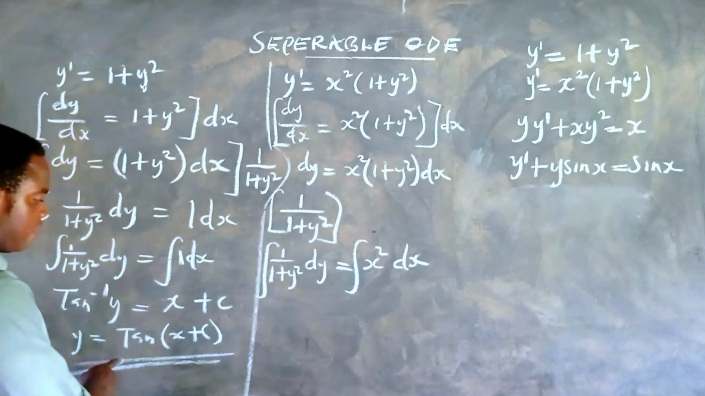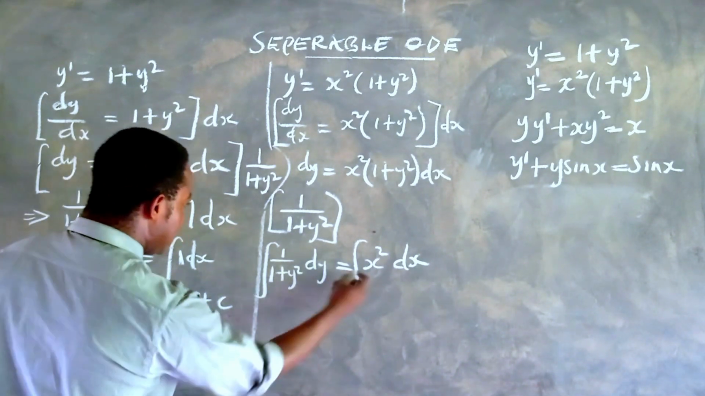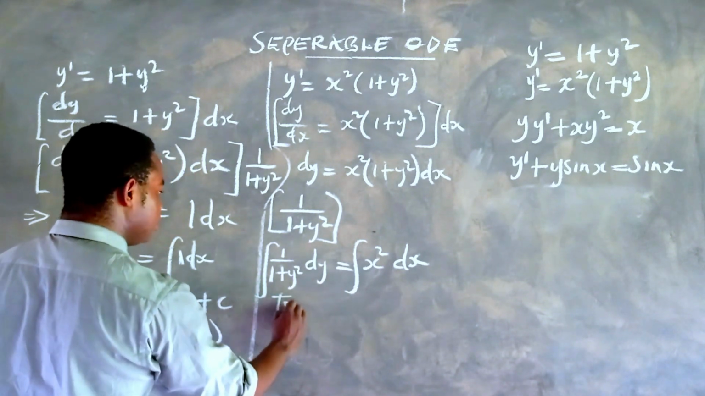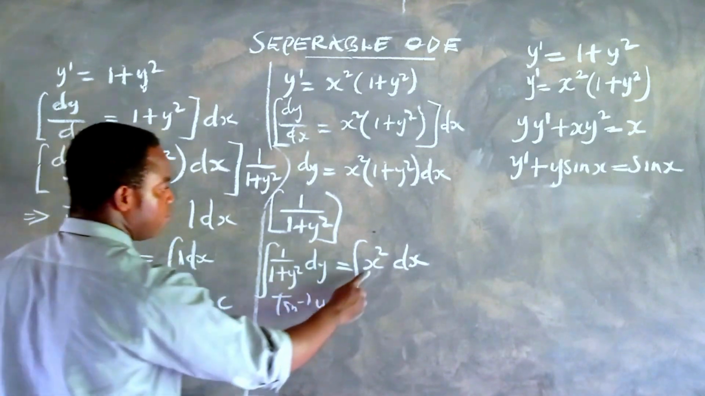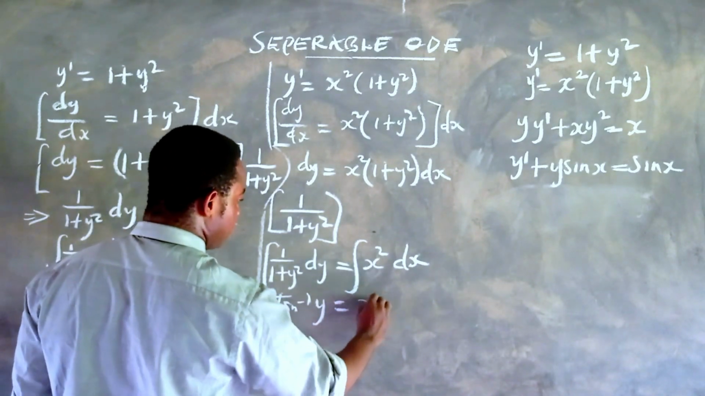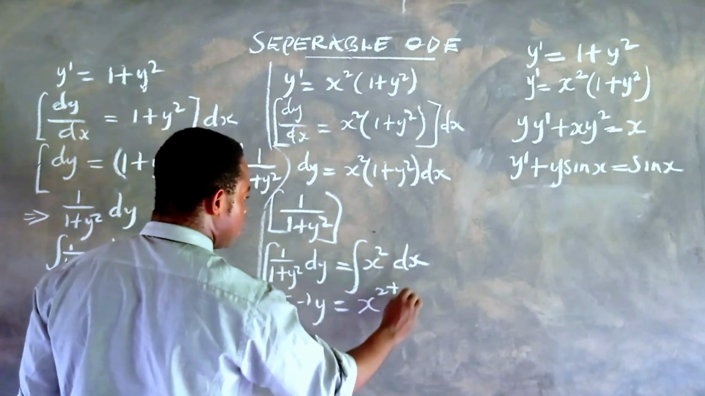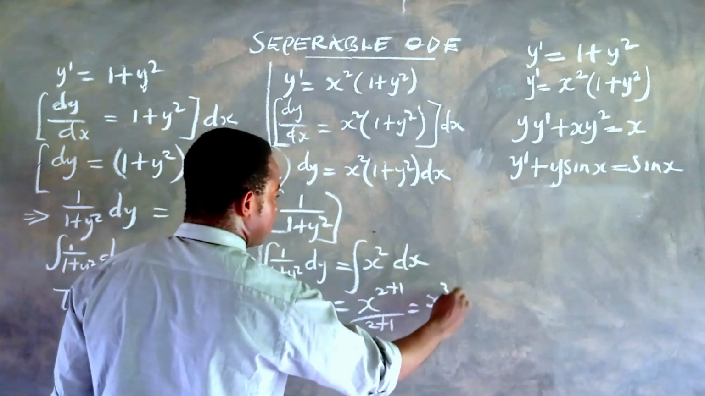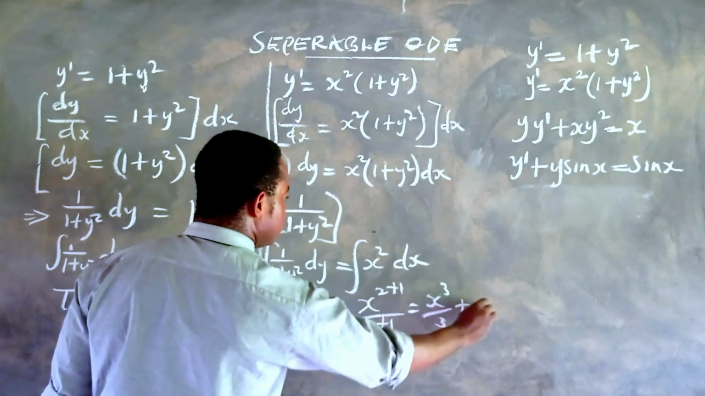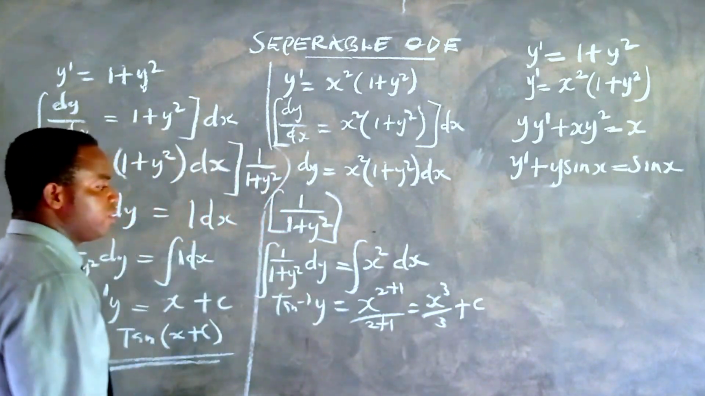What's the integral of 1 all over 1 plus y raised to power 2? And that will be inverse tangent of y, right? So just like the very first one we did. And the integral of s raised to power 2 is s raised to power 2 plus 1 all over 2 plus 1. That will be s raised to power 3 all over 3. Don't forget the constant of integration.